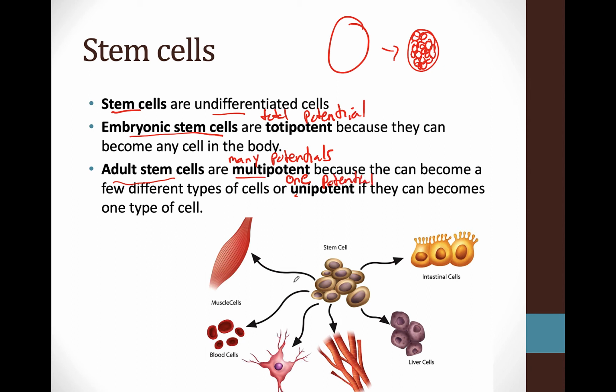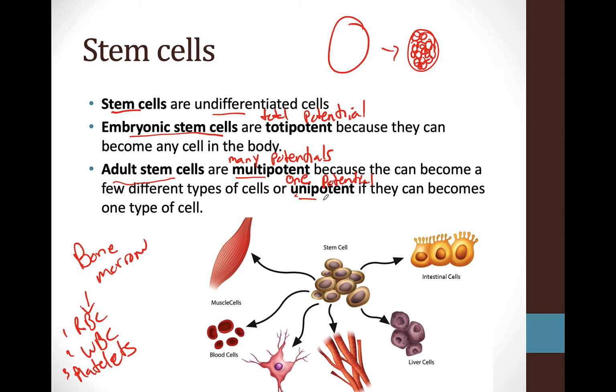An example of a multipotent cell would be the bone marrow. It is multipotent because it can make red blood cells, it can make white blood cells, and it can make platelets. So there are multiple different types of cells that can come from the stem cells in the bone marrow.